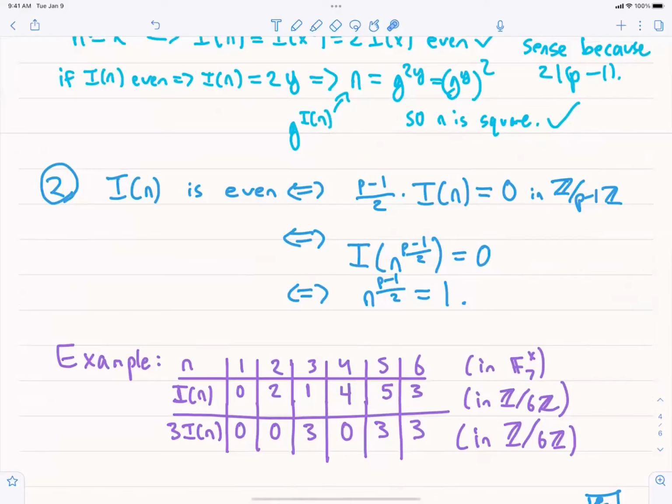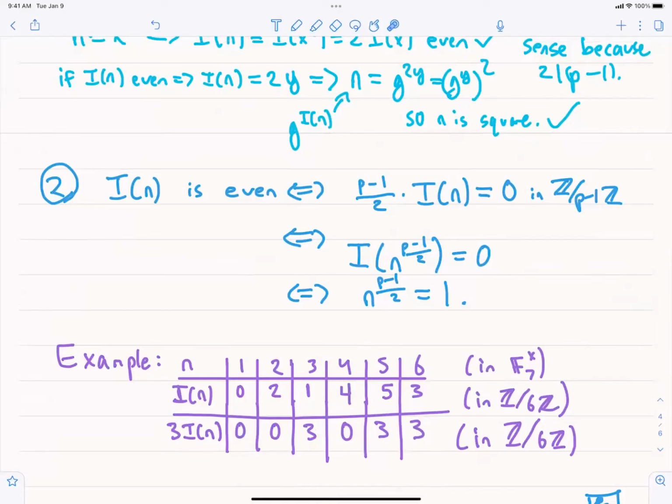In this example, I of n was 0, 2, 1, 4, 5, and 3. And exactly if I multiply I of n by 3, I get 0 for all of the even things. So 3 times 0 is 0, 3 times 2 is 6, which is 0 mod 6, 3 times 4 is 12, which is 0 mod 6. And then I got something non-zero for all the odd things. So 3 times 1 is 3 mod 6, that's not 0. 3 times 5 is 3 mod 6.